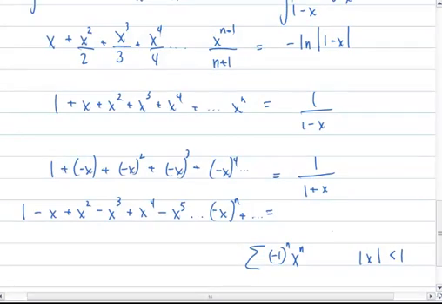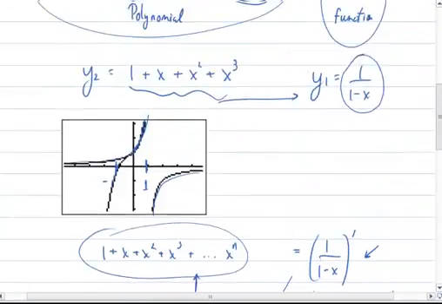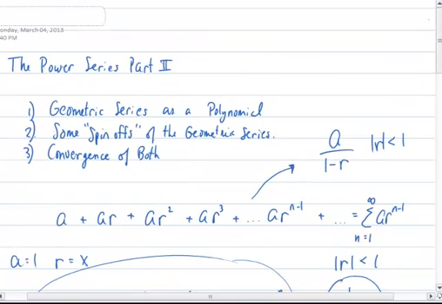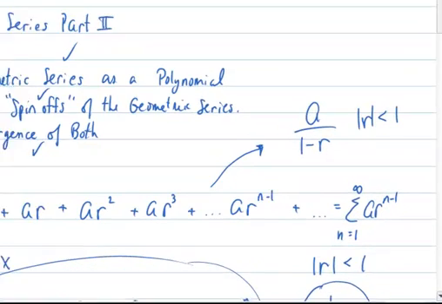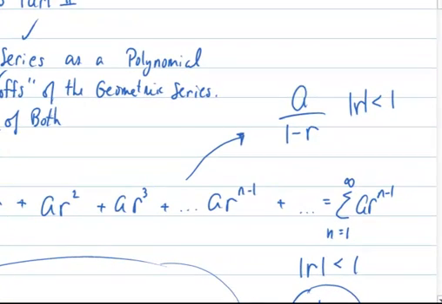So hopefully this short lesson has helped explain a geometric series as a polynomial, some spin-offs by doing different things to the geometric series, and what the convergence criteria would be. In the next lesson, I plan on going into more detail about how we actually construct series functions, as in a Taylor series or a Maclaurin series. So I hope this helps, and I look forward to talking to you again.